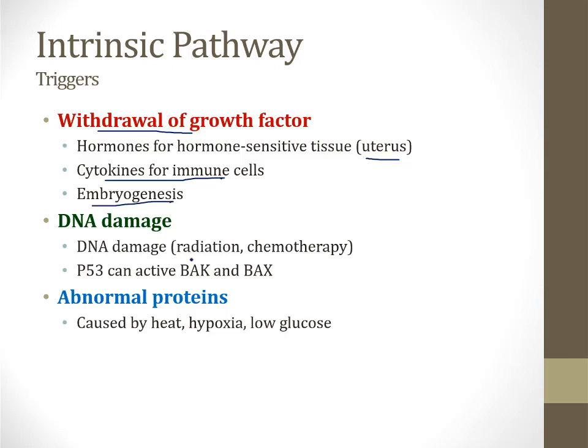When DNA damage occurs, either from radiation or from the many chemotherapy agents that damage DNA, this can lead to activation of BAK and BAX, which are pro-apoptosis. The protein P53, which I talk about in other videos, is an activator of BAK and BAX. And then finally, if there are abnormal proteins inside a cell, this can happen when there's heat exposure or hypoxia or low glucose. This can often trigger apoptosis via the intrinsic pathway.